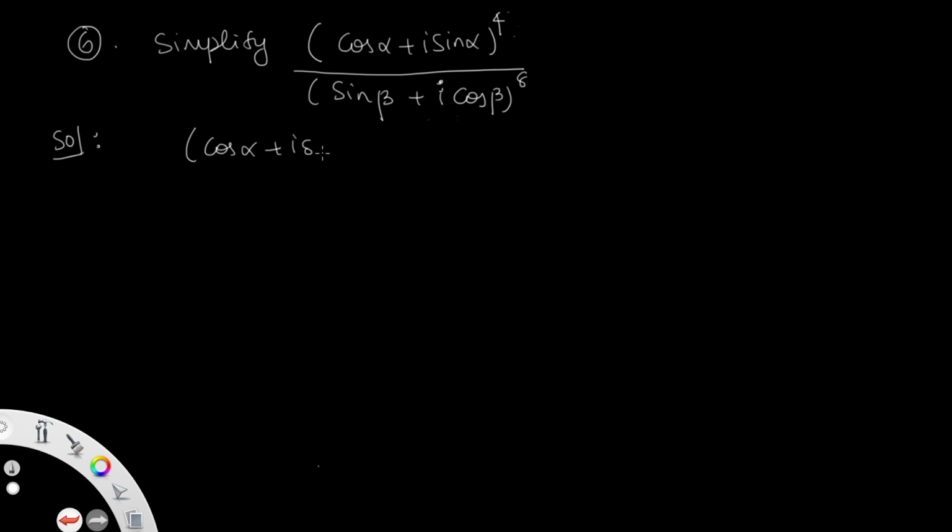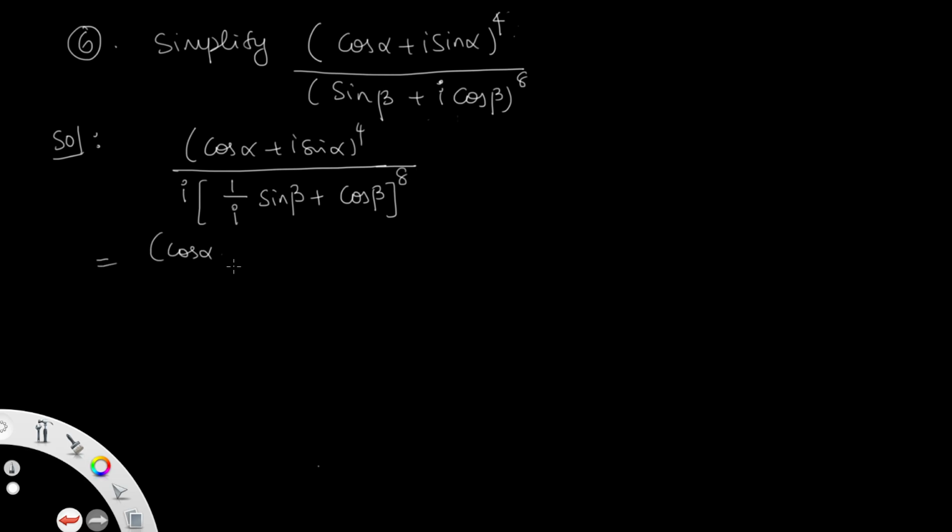Cos alpha plus i sin alpha whole to the power of 4 divided by, then take i as common, then you get 1 by i into sin beta plus cos beta whole to the power of 8. So for the numerator, don't bother about this, same as it is. Afterwards we will simplify. First, in the denominator I am changing i, so this has total power of 8. This i power 8, i power 8, i power 8 into 1 by i.